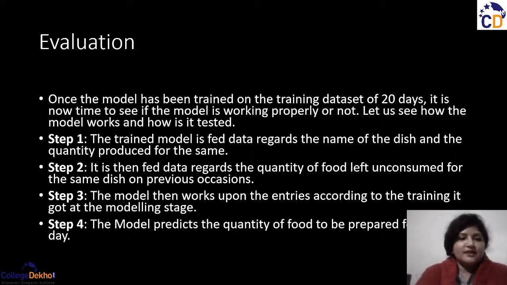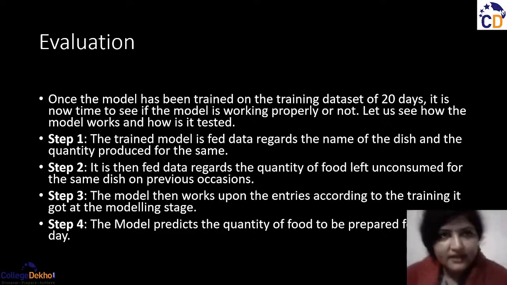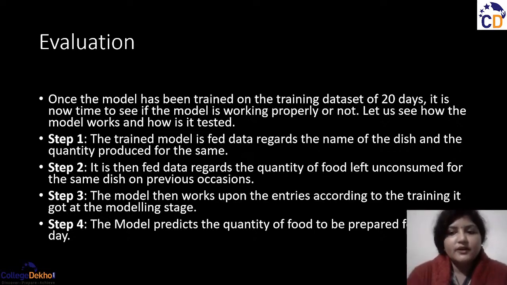Step 1, let us start with this evaluation part. Step 1, the trained model is fed data regarding the name of the dish and the quantity produced for the same. So we have taken only three factors, right? What are those three factors? Name of the dish, the quantity of dish prepared per day and quantity of leftover food, right?